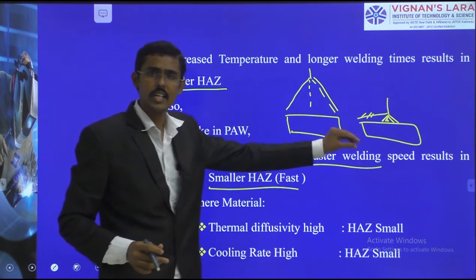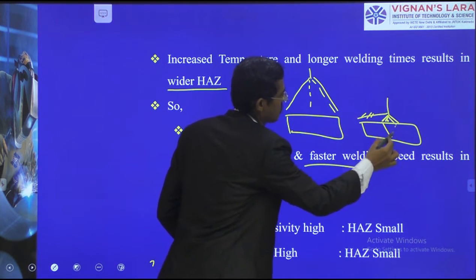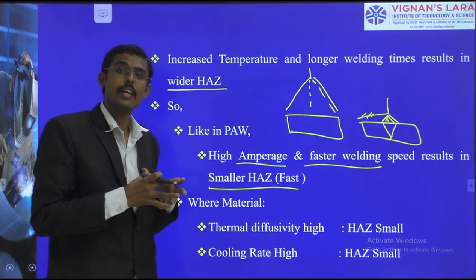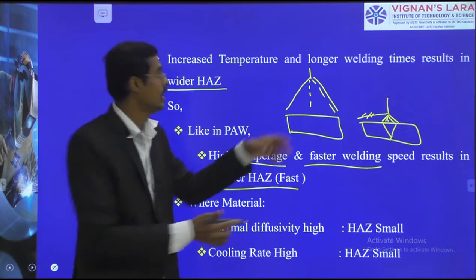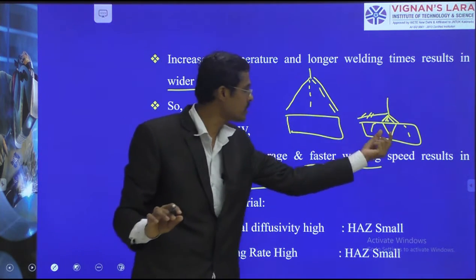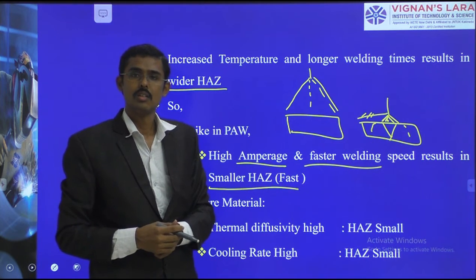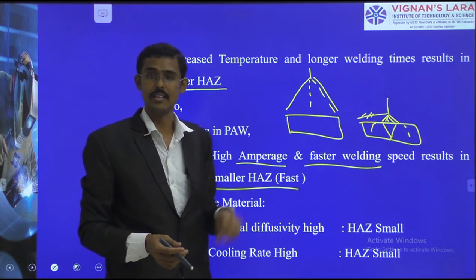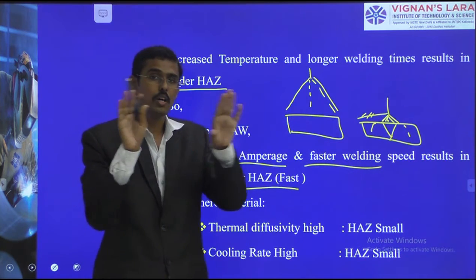So with arc length reduction, concentration increases. Therefore, you can go for deeper penetration. Wider heat will not fall on the other zones. It will fall in the specific zone only. So we are able to avoid the heat affected zone by using a short arc length. Long arc length is not recommended.